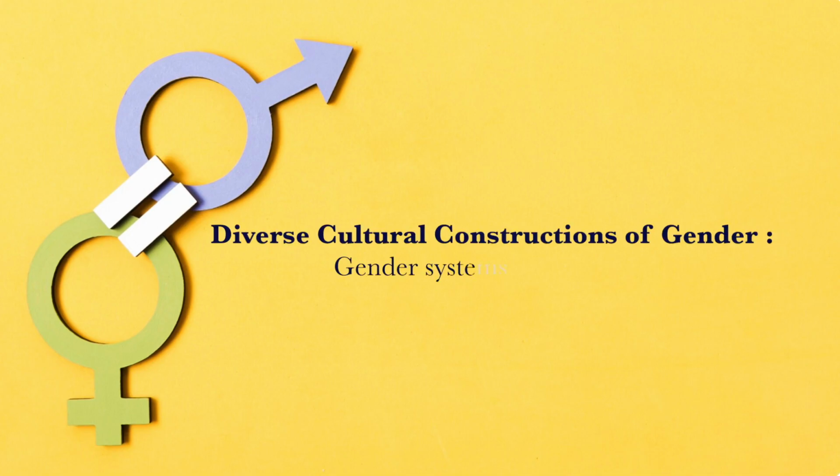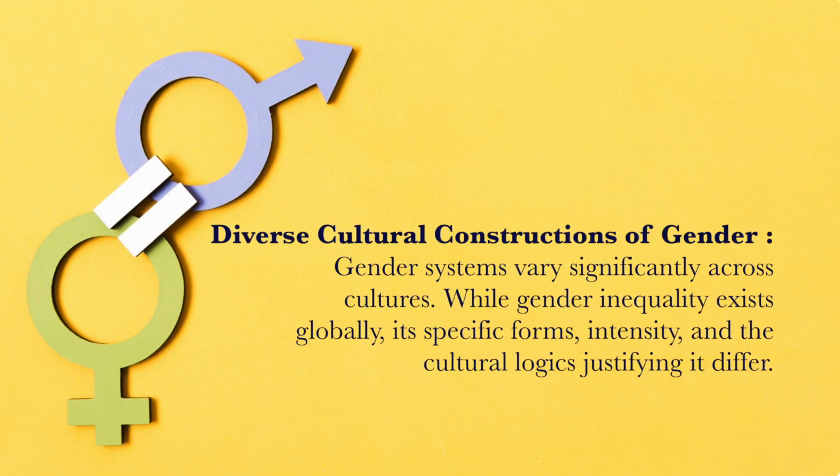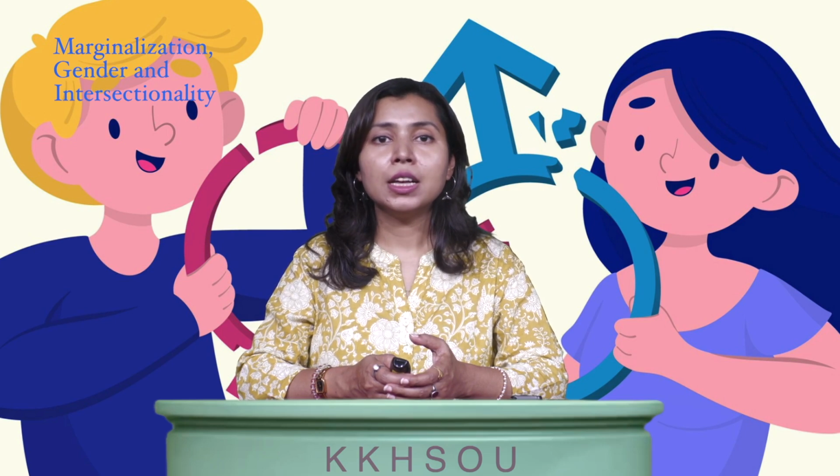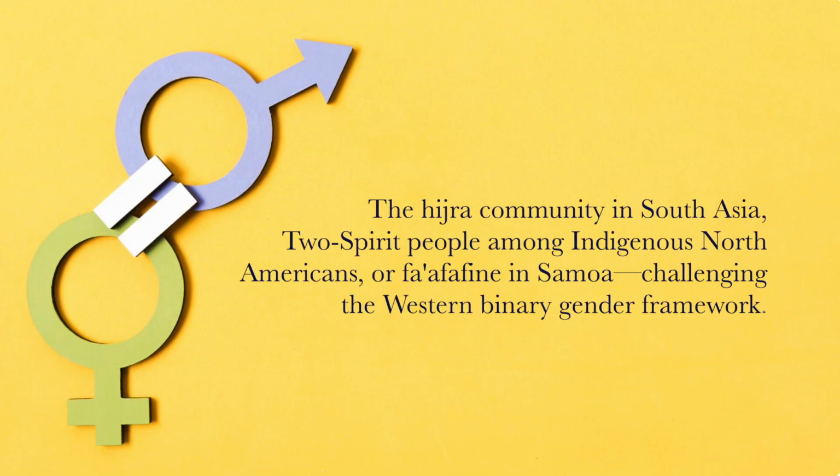Diverse cultural constructions of gender. Gender systems vary significantly across cultures. While gender inequality exists globally, its specific forms, intensity, and the cultural logics justifying it differ. Some cultures recognize more than two genders, such as the Hijra community in South Asia, two-spirit people among indigenous North Americans, or Fa'afafine in Samoa. They challenge the Western binary gender framework.